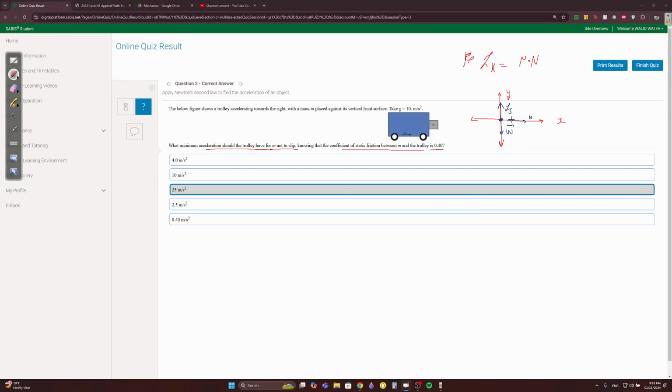Now we identified our forces. Now everything becomes easy. This is your first step, always your first step: draw your FBD. Two simple steps. First step, draw your FBD. Second step, do your sigma fx, sigma fy.